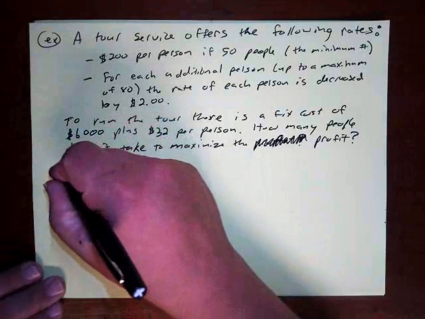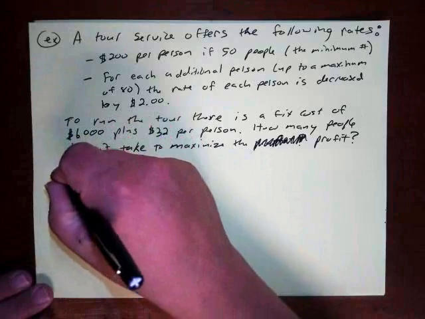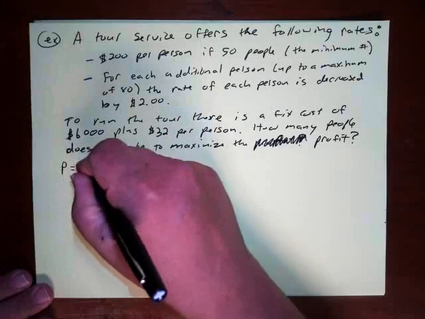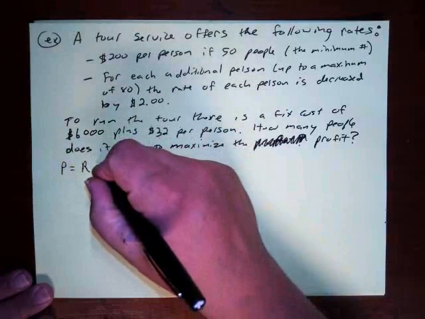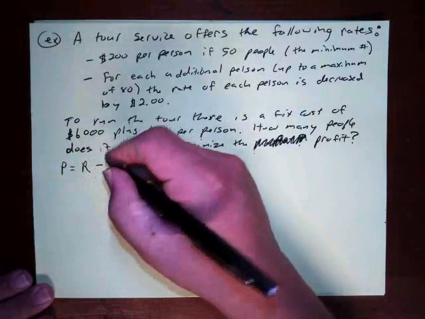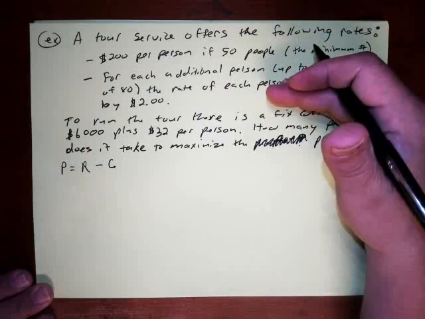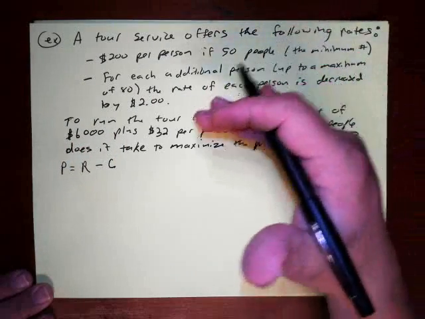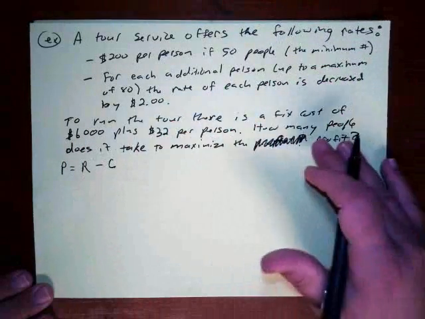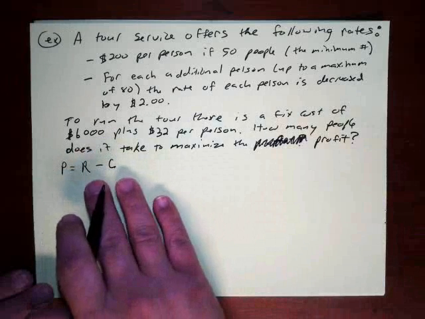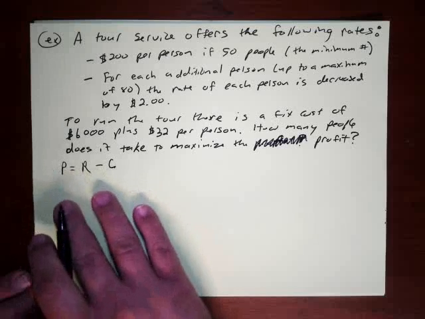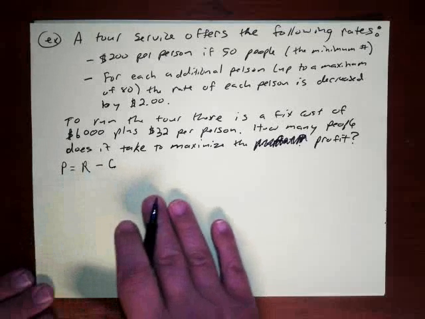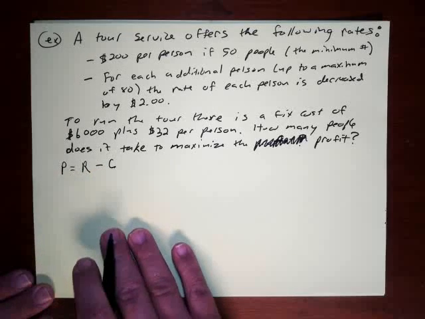So first of all, it's important to realize that the profit that you make is the revenue that you bring in, the money that you bring in, minus the cost. So up here we're talking about the revenue, how much money they'll make, but then this is how much money they spend to do the tour. The difference between that is the profit, and we're going to be maximizing that. So what we need to do is find an expression for the revenue and an expression for the cost.